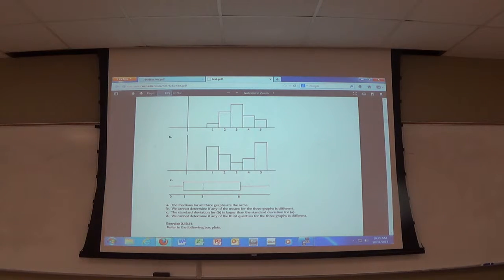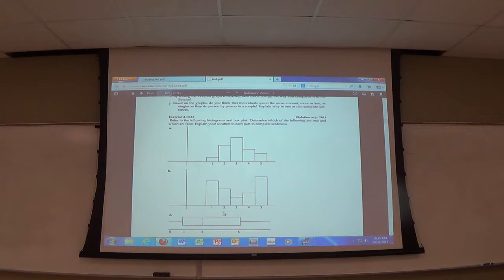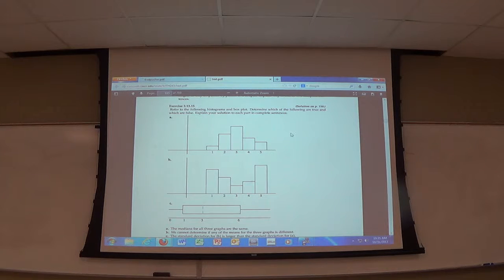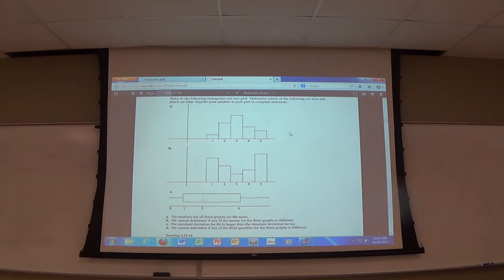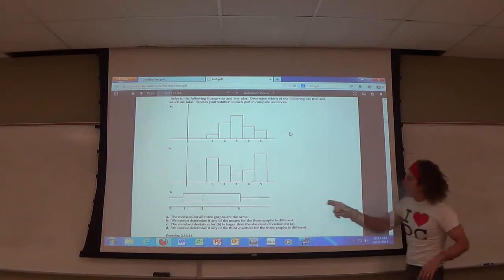I think it was part C, the standard deviation, the variability. But now we're looking at part A, B, and D. Let's do all three of them. Let's get with you guys. Okay, so which are true and which are false? So here are the three graphs, two histograms and a box plot.